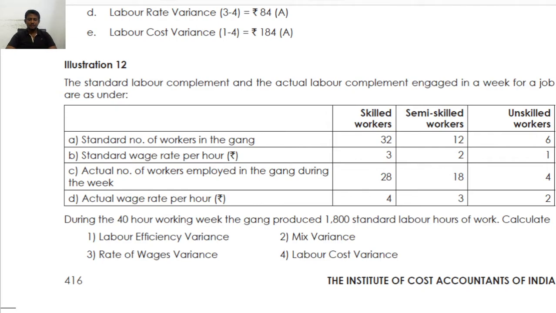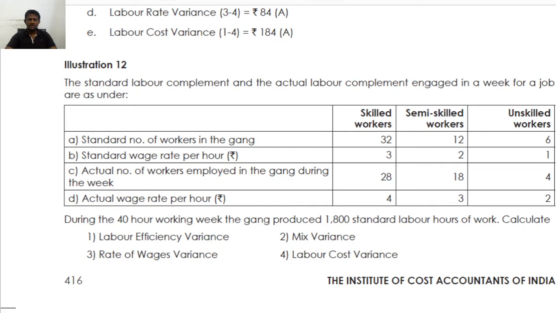The thing is, actually 40 hours is available per person. But the point is, as per standard, per week their standard labor hours is 1800 hours only. As per the standard they are making 1800 hours per week. Okay, that is the standard labor hours.